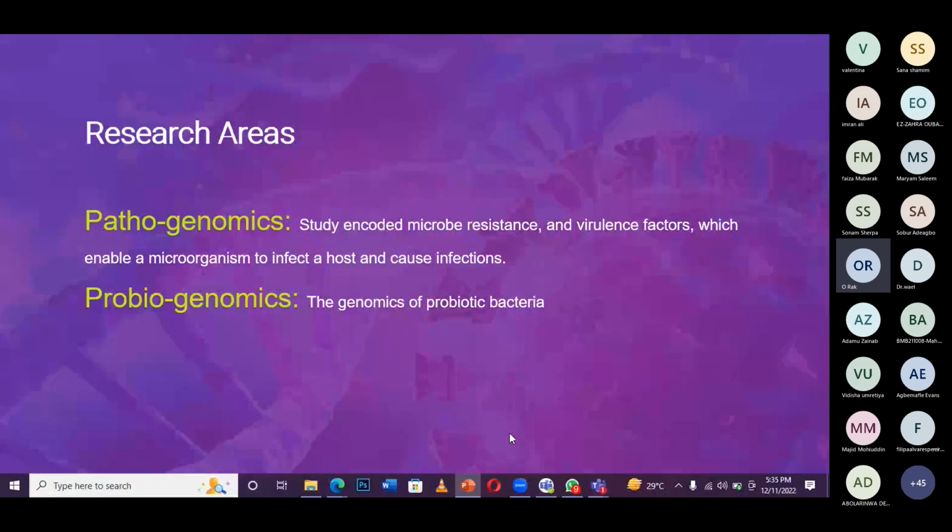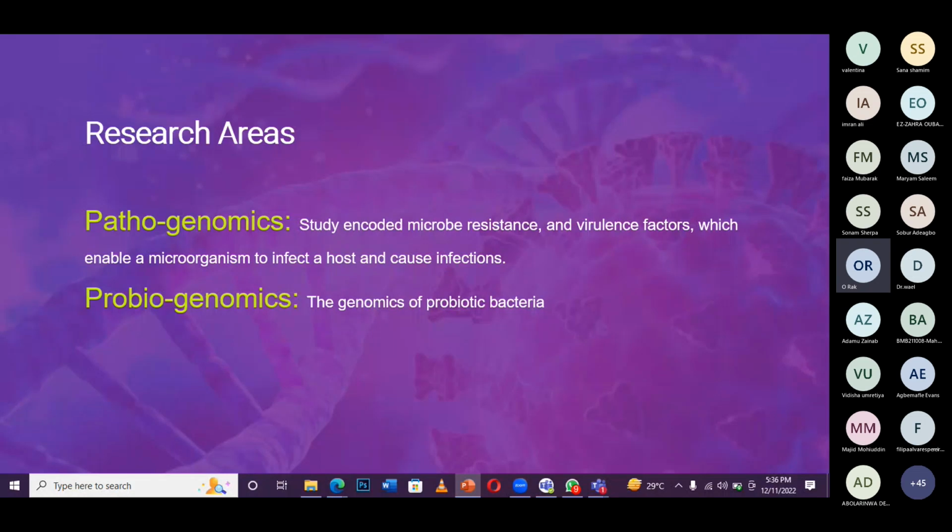It's an area of microbial genomics research that focuses on probiotic bacteria, and this area of research is used even in the industry. Though pathogenomics is also used in the industry, such that you want to understand the virulence nature of bacteria that are affecting the food production process. So in probiogenomics, you want to focus on the specific genes that code for the expression of the nutritional or health benefit of these probiotic bacteria.